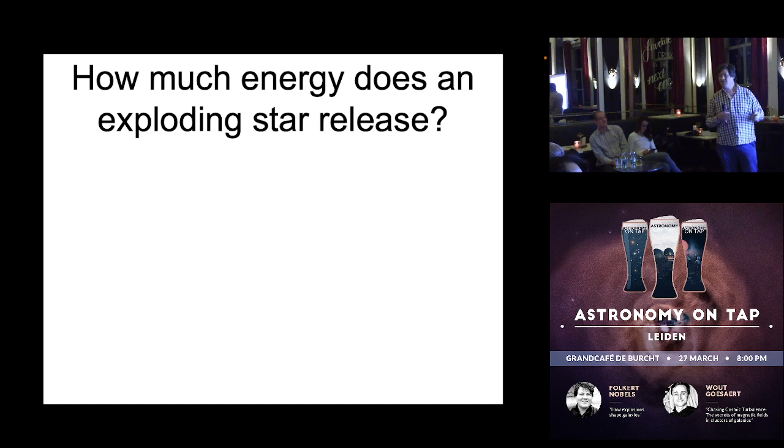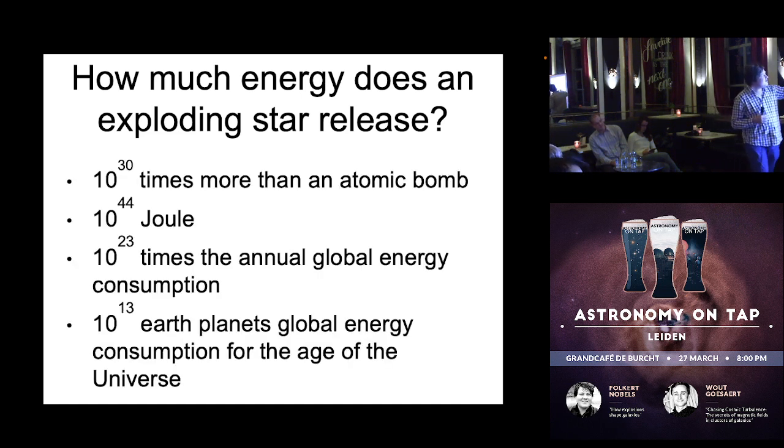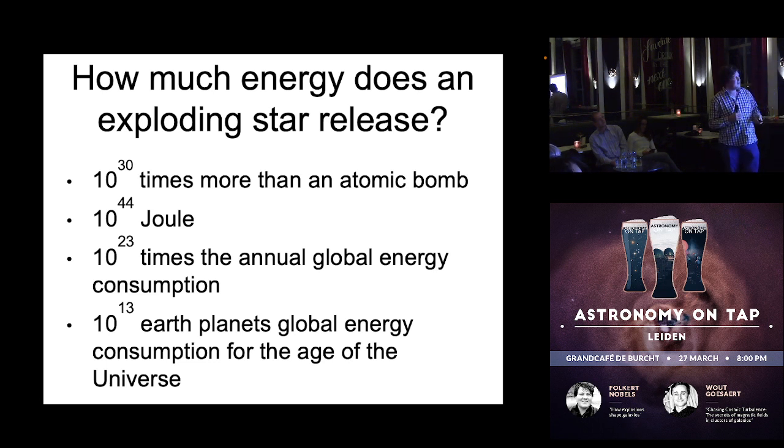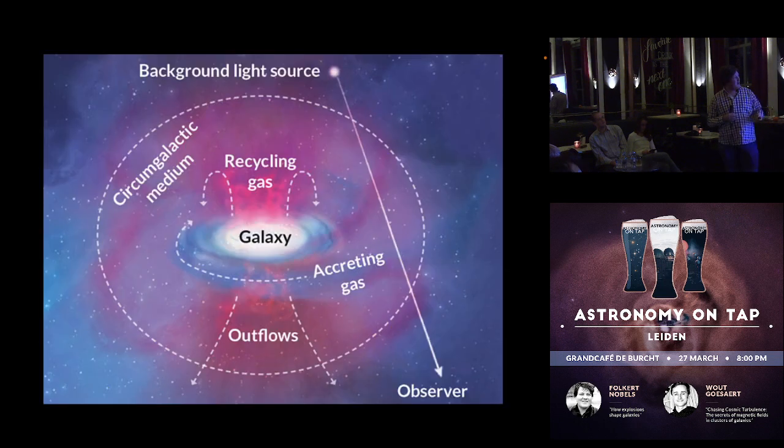So I'll just give some numbers. It's 10 to the 30 times more, so that is a 1 with 30 zeros, more powerful than a standard atomic bomb. A 1 with 44 zeros of joules is actually 23 times the annual global energy consumption of the world. And if you would consume this energy as Earth, you would need a 1 with 13 zeros of planets to consume all this energy for the age of the universe. So it's an enormous amount of energy that we're talking about.